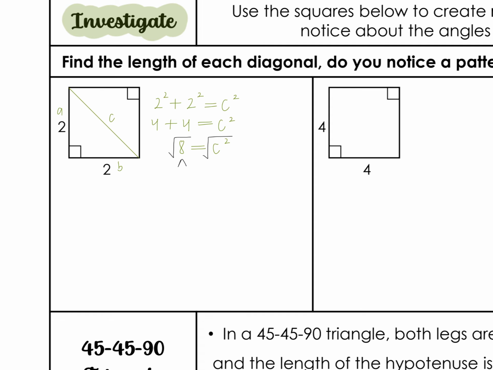Okay, so my factors are going to be 4 times 2, and then I'm going to factor that 4 into 2 and 2. Okay, so I've got a pair of 2's with a leftover 2, and so my C here is going to be equal to 2 square root 2. Okay, so that's my answer for this first one. Now let's move into the next one and see if we're starting to notice a pattern happening.